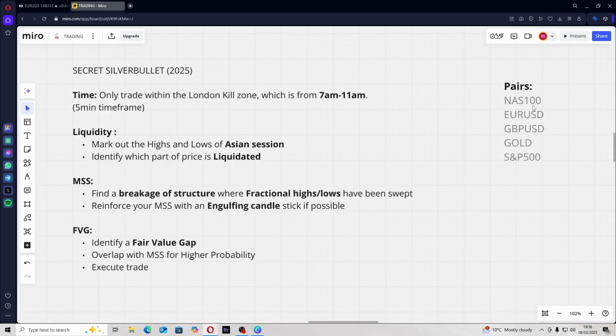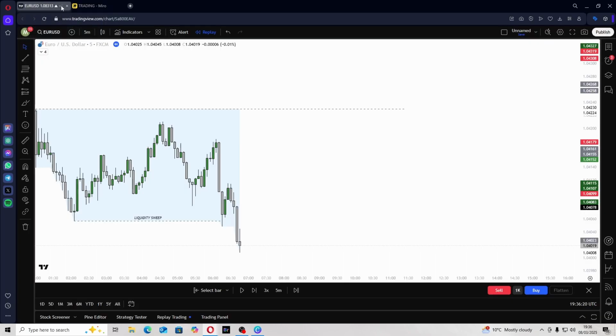Also, this strategy works on NAS 100, GBP/USD, gold, and S&P 500. So what we need to do now is find a break of structure where fractional highs or lows have been swept, and then we can reinforce our market structure shift with an engulfing candlestick if possible. Let me explain what this means.